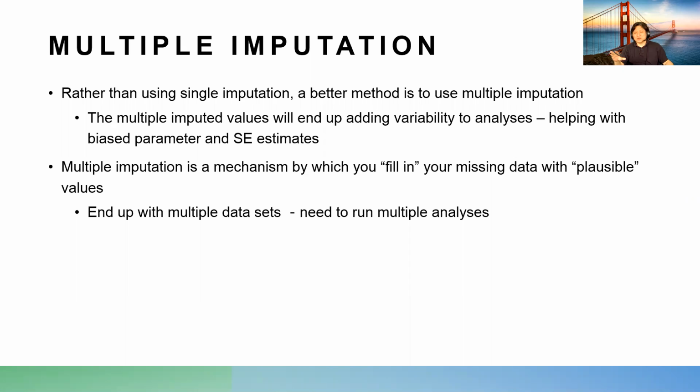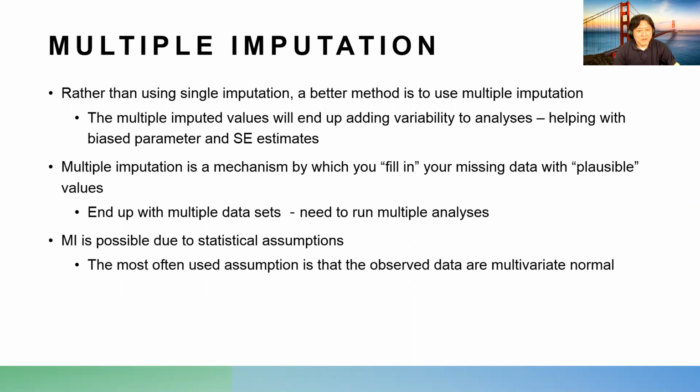Multiple imputation is an extension of stochastic regression imputation. It also assumes your observed data follows a multivariate normal distribution, which means that your error term has equal variance. Your residual errors have normal distributions for all the variables in the data set.